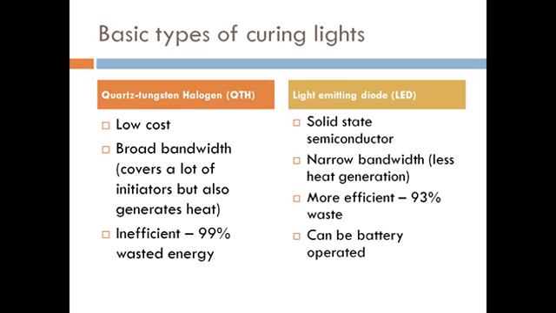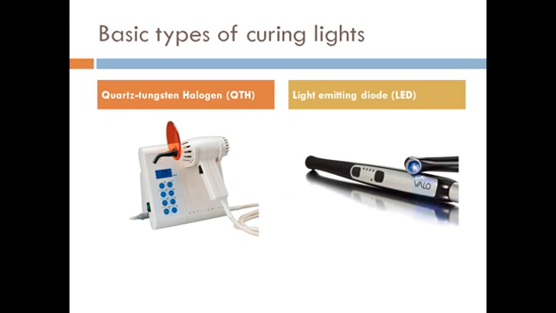LEDs, on the other hand, are solid-state semiconductors. They have a narrow bandwidth, which means they're more efficient. They still have a lot of waste, 93%, but it's a lot less than the 99% for the quartz tungsten halogen. They can be battery operated, and that's an advantage from the standpoint of convenience. It's easier, and they're smaller. They're easier to store, and you don't have to deal with cables in the patient, which is kind of nice. But they're narrow bandwidth, so you need to make sure that you're matching the type of initiator you have in the material with the lights that you're using to polymerize it.